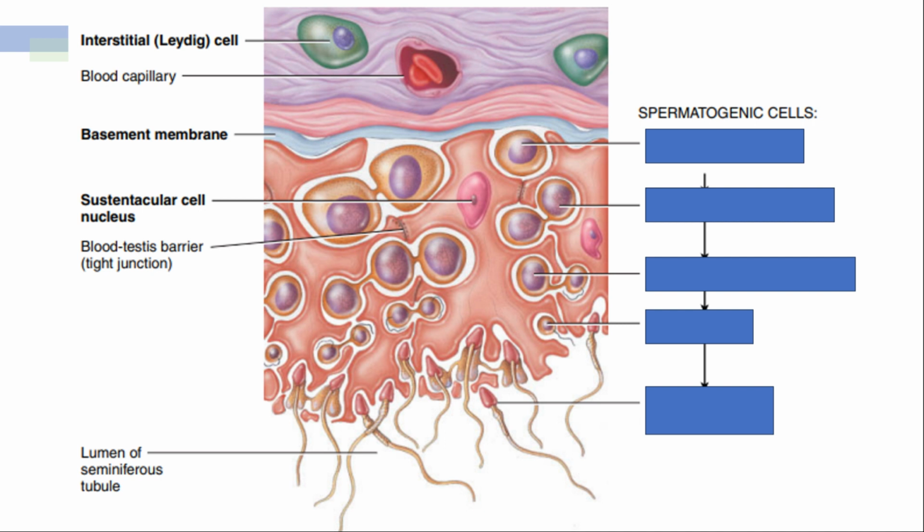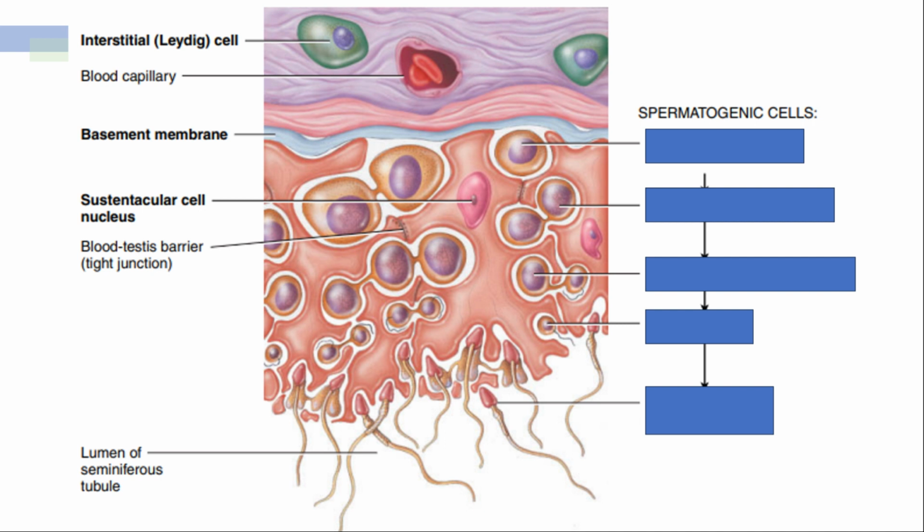Again, in the seminiferous tubules of the testes, you have three main important cells: the Leydig cells or interstitial cells which produce testosterone, the Sertoli cells or sustentacular cells which support the process of spermatogenesis, and then you have the developing sperm cells or the sperm cell lineage.